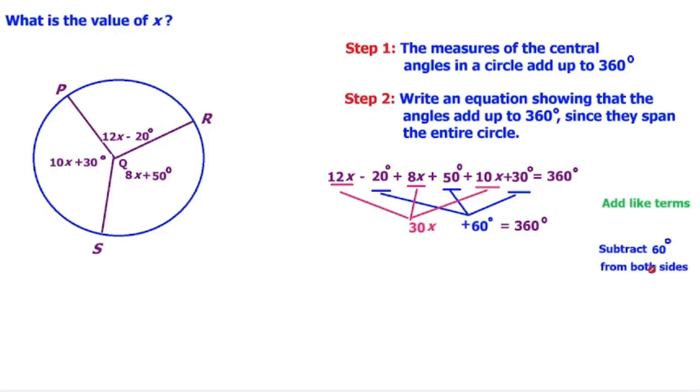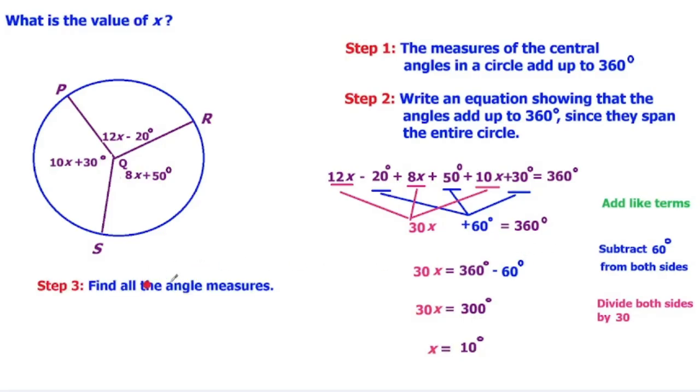Now we can subtract 60 degrees from both sides because we want to try to isolate x. Okay, so we get this. So now we're left with 30x equals 300 degrees. Now divide both sides by 30 so we could get x on its own. So x works out to be 10 degrees.